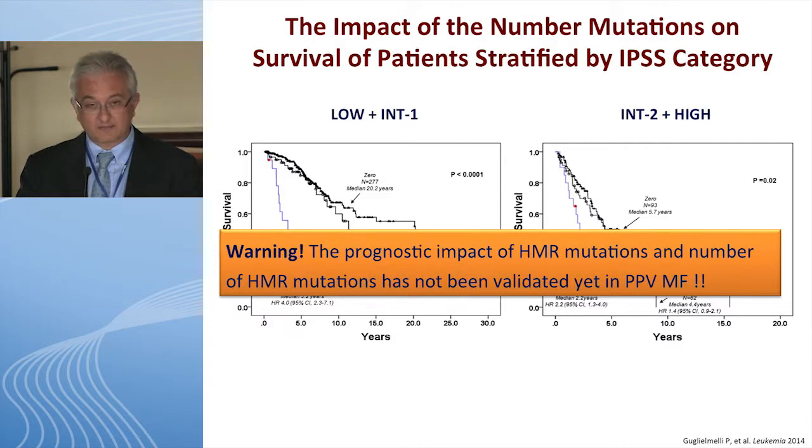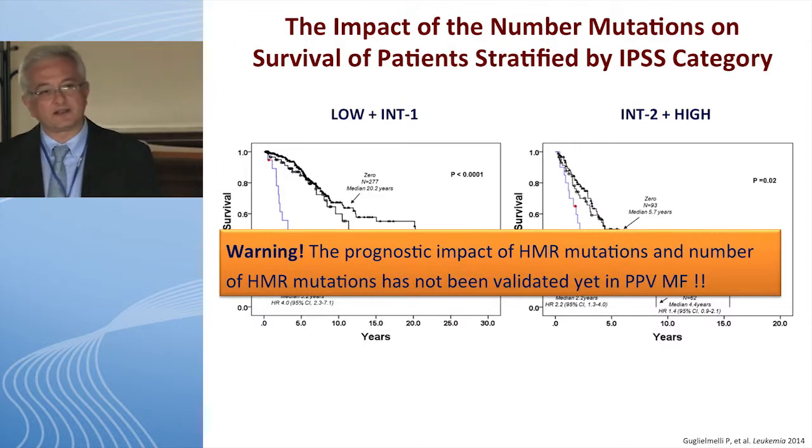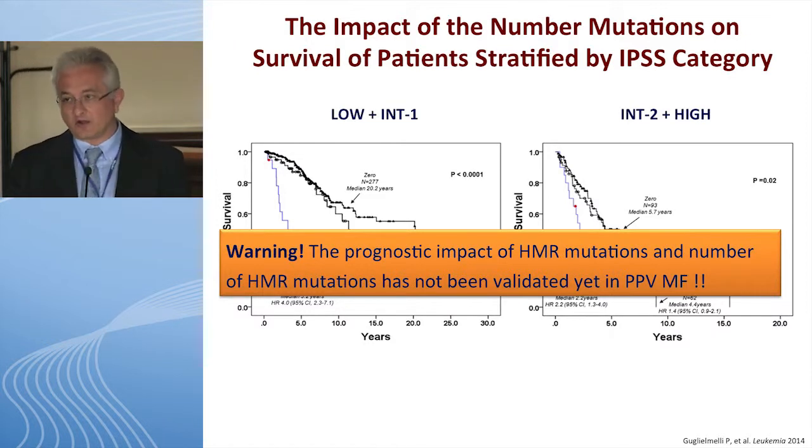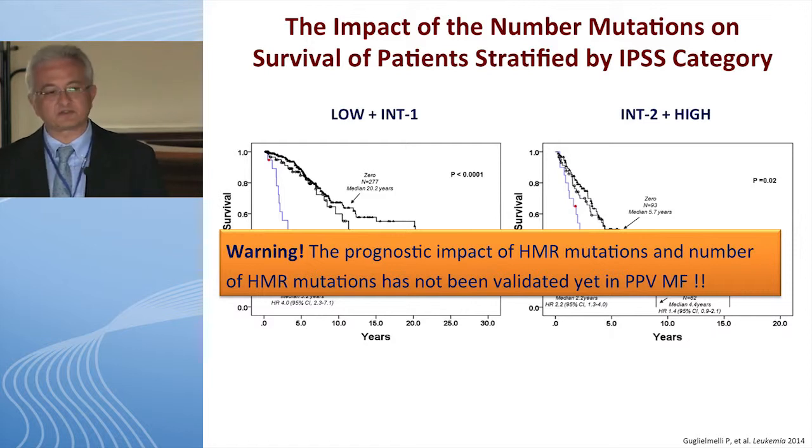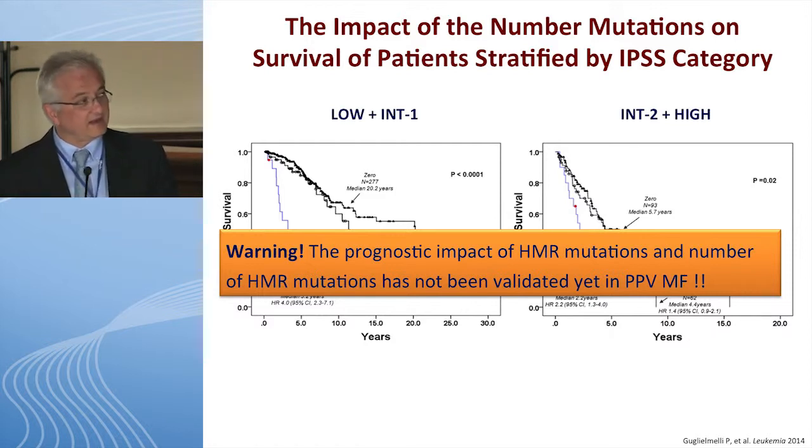I skip this one, but again, we have to keep clear in mind that the molecular risk score has been developed and validated only in patients with primary myelofibrosis, and so we should be very careful in using the same information for patients who come from polycythemia vera and maybe from essential thrombocythemia to post-PV, post-ET myelofibrosis. And again, I can anticipate that we are working on this issue, and hopefully we might have some answers to these questions later on.